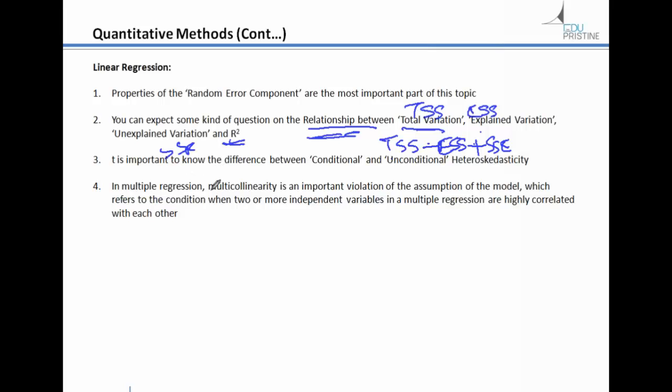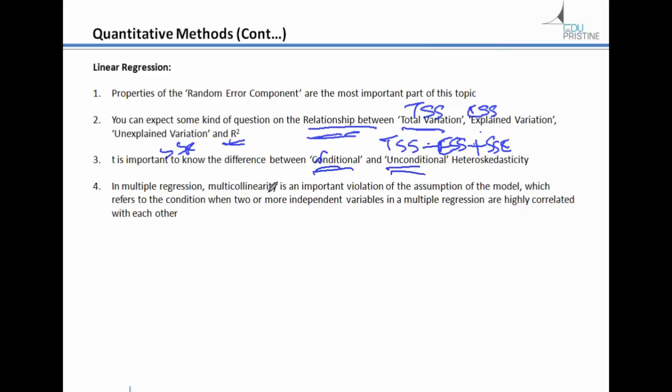It is important to know the difference between conditional and unconditional heteroscedasticity. What is heteroscedasticity? When the variance of residuals is not constant. I'll just briefly give you: unconditional heteroscedasticity is when the variance of the residual term increases as the number of independent variables increases. Conditional heteroscedasticity means the variance of the residual terms may increase or decrease with the increase of independent variables. Keep this one in mind. You'll be somewhat confused on conditional and unconditional heteroscedasticity.